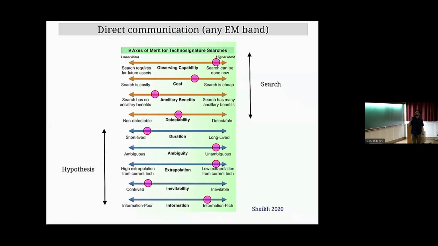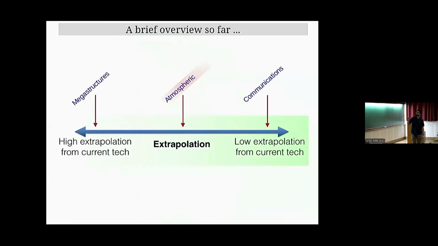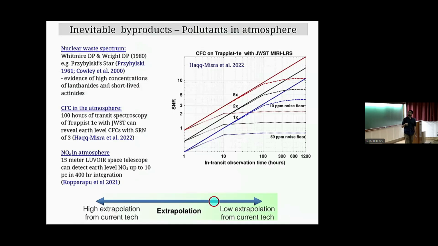Now, going from direct communication, the low extrapolation, let us look into technosignatures, which fall in the middle of this axis. Here we are talking about technosignatures from the atmospheres of planets. You can search for nuclear waste spectra. For example, lanthanides and actinides are byproducts of fission reactions, so you can try to search for these.